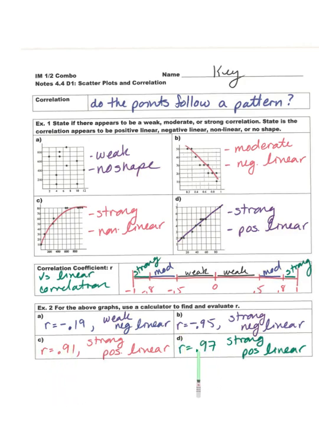And D, wow, look how close to 1 that is. So graph D has a correlation coefficient of 0.97, so that's way up here, really close to the 1. So that is a really strong positive linear correlation. And that finishes up scatter plots with correlation.